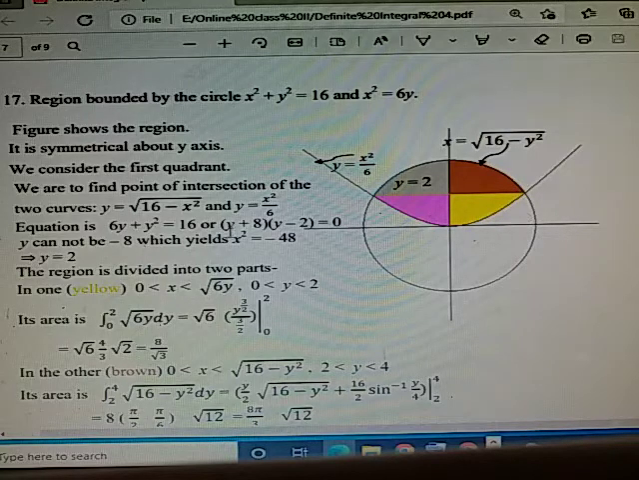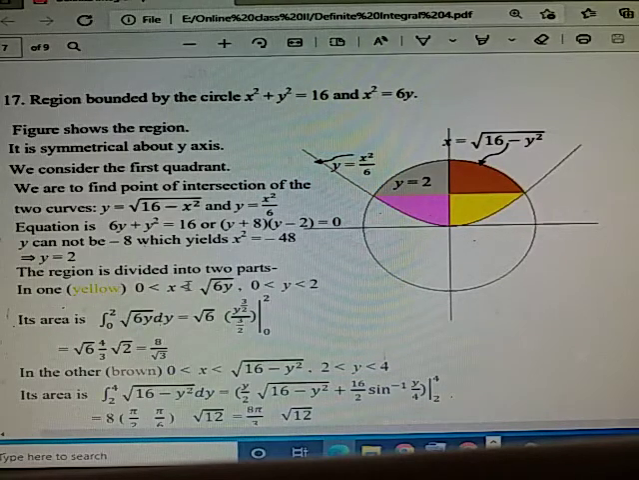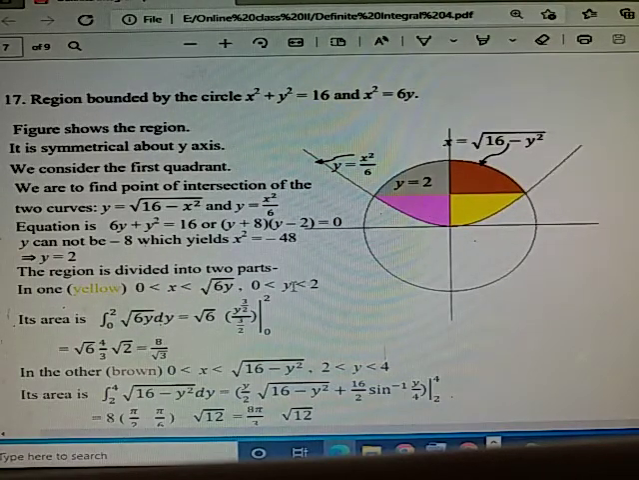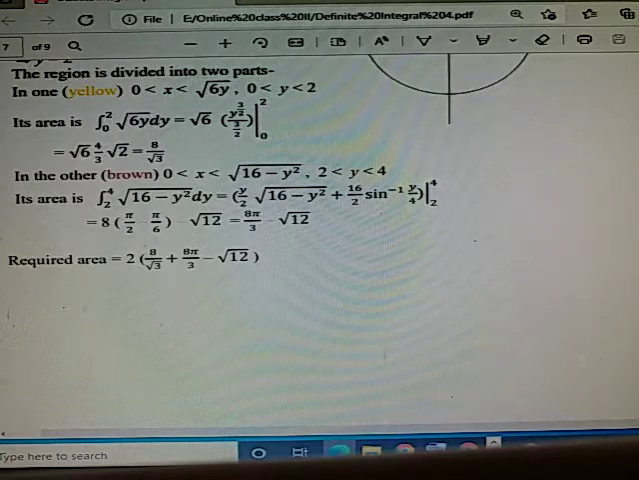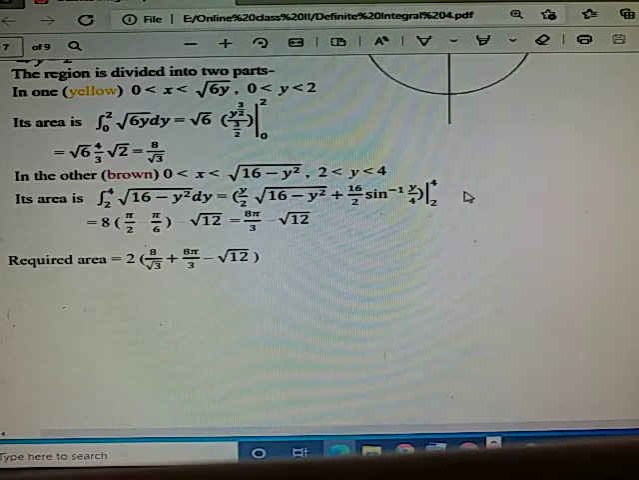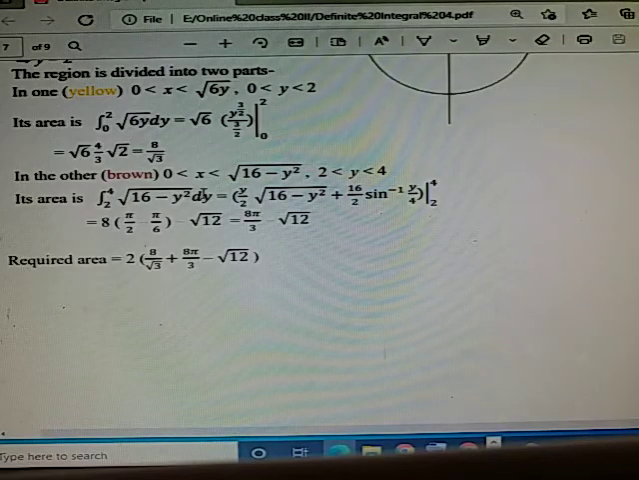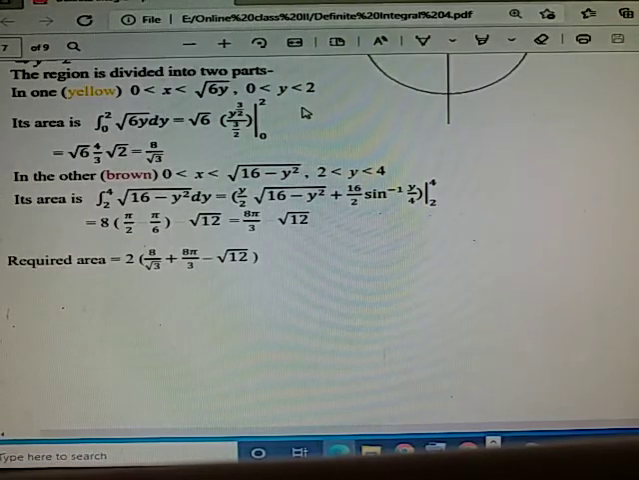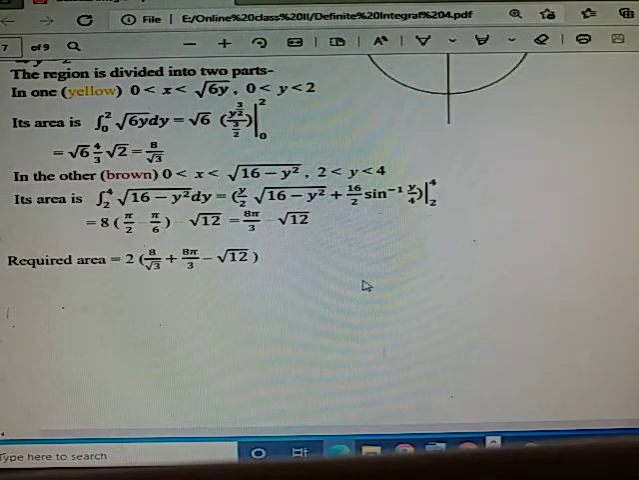And two different parts are there. The region is divided into two parts. So it is for y lying in between 0 and 2. And we are finding this value. We are doing it with respect to y. So y is varying from 2 to 4, and this is y varying from 0 to 2. So we are adding this and getting this result.